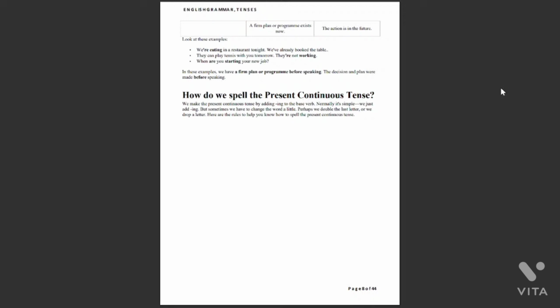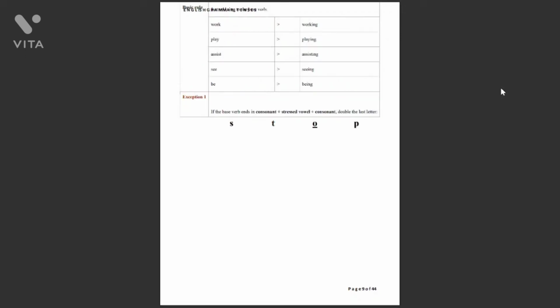So how do we spell the present continuous tense? We make the present continuous tense by adding ing to the base verb. Normally it's simple. Okay, normally it's simple. We just add the ing formation, but sometimes we have to change the word a little. Perhaps we double the last letter, or we drop a letter. Here are the rules to help you know how to spell the present continuous tense. So see: work, working; play, playing; see, seeing; be, being.